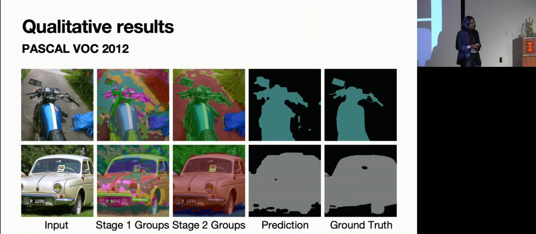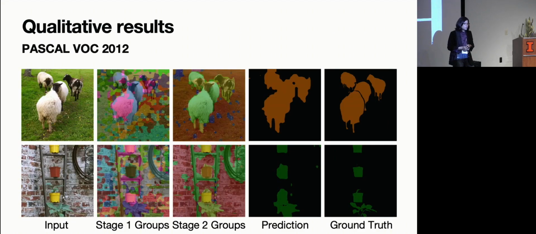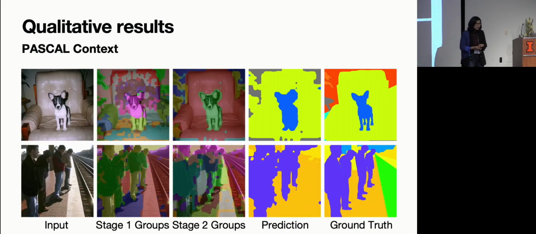So finally, I show some results here. What you see in the second column are the results of the first stage grouping. And the third column, following that, is the results of the second stage grouping. And then that's the final prediction compared to the ground truth. And this is on the Pascal VOC data set. Here are some more results. And we also have some results on the Pascal Context data set.